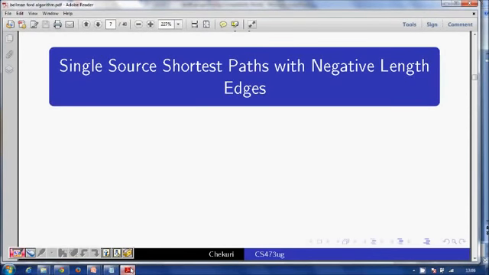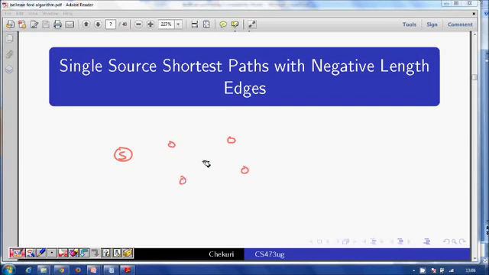In this lecture, we are going to learn about single source shortest path with negative length of edges. We have already seen some algorithms for single source shortest path. There is a graph, you have a single source, there are a lot of other nodes, and you want to find the shortest path from this node. But here there is a speciality, that your edges can have negative weights. So how will you handle that case?